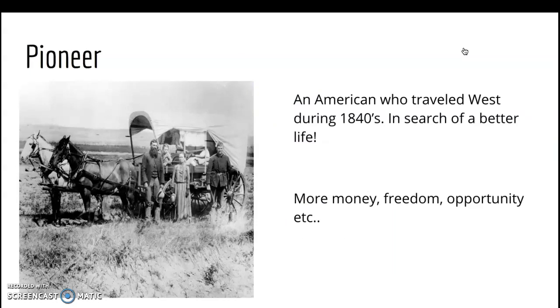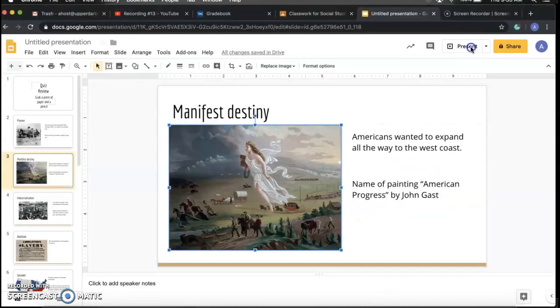The first word we're going to go over is a pioneer. A pioneer is a person in America who traveled west during the 1840s in search of a better life. Now, this person was usually looking for more money, freedom, and even opportunity. Now, remember, all these things that you might want come at a great cost. Remember the Donner Party, the family and a group of people that got stuck in the Sierra Nevada mountains and ultimately ended up eating each other. So, not such a good thing all the time, but the great risk might get you lots of money, more.